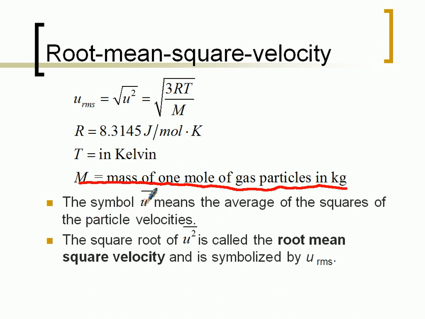The symbol u squared means the average of the squares of the particle velocities, and the square root is called the root mean square velocity, symbolized u_rms. Again, there's a lot of statistics behind this. If you're familiar with statistics, you'll know what this all means. But for the sake of chemistry and for this class, you just have to know that u_rms equals this equation, and the equation has these variables.